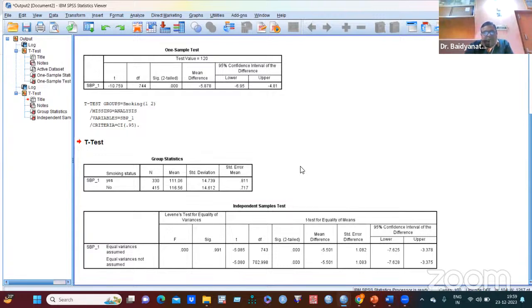So when we apply the independent t-test, we need two types of variables. First, the target variable is a continuous variable, like systolic blood pressure, height, weight, anything. And the other variable should be a categorical variable with only two categories, like gender, male and female, and smoking status, yes or no, similar things. In such situation, we can apply the independent t-test.